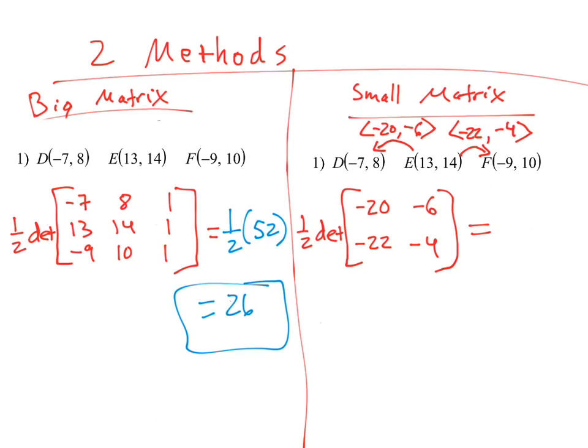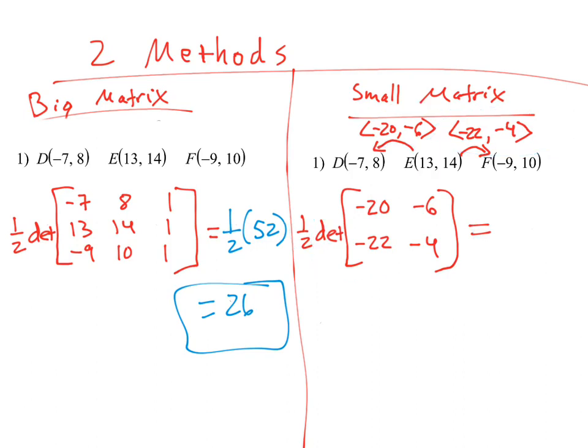So that's method A. People tend to like that one because it requires less thinking, less work in a sense. But there's another method for getting the area of that triangle or parallelogram, and that's to get the vector that goes from a common point. So if you go from E to D, it'll make the vector -20, -6. If you get the vector from E to F, then it'll make the vector -22, -4. You then get the determinant of that matrix using those two vectors and cut that in half.